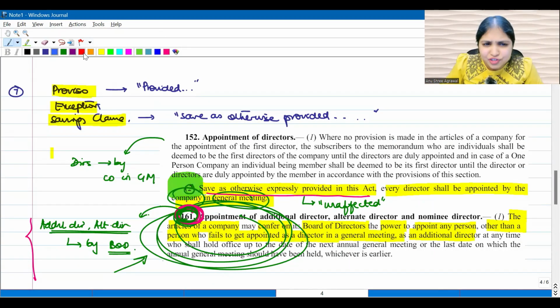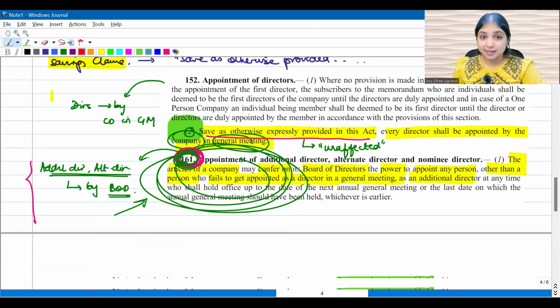Then we had an extremely important discussion about proviso, exception, and savings clause. The proviso first creates an exception and then for that exception, it creates a separate rule. The exception just creates an exception. And what does the savings clause do? Savings clause protects other sections from getting destroyed.